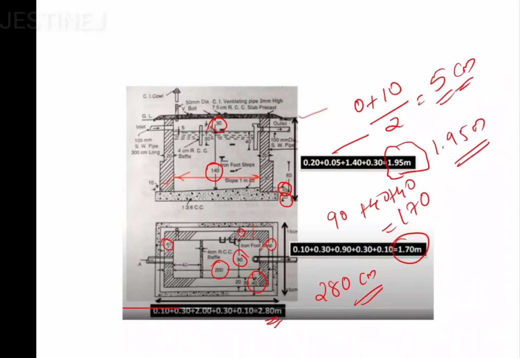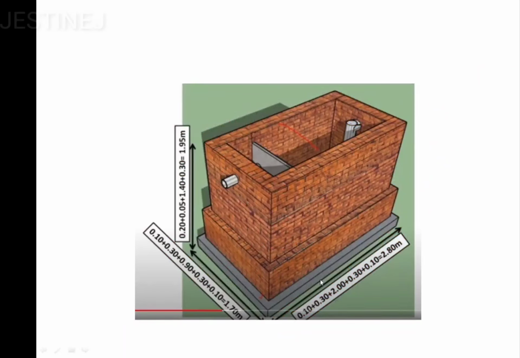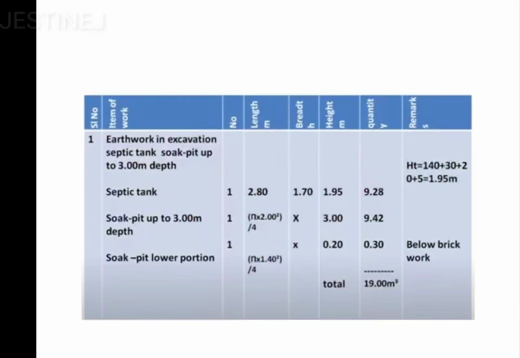And the next procedure is very simple. You have to multiply this value 1.95, then 1.7, then 2.8. You will get the earthwork excavation value. So here you can observe some more clarity, the 3-dimensional view, that is 1.95, 1.7, then 2.8 meters. And here you can observe that the septic tank value is going to be 2.8, 1.7, 1.95, and if you multiply, you will get 9.28 meter cube.